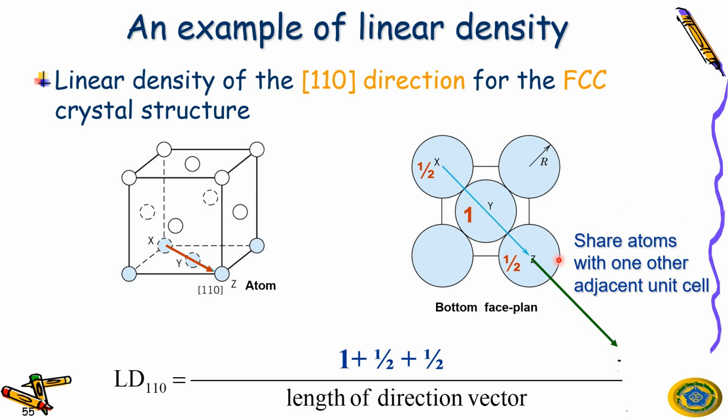Okay, and then you want to find out the length of the direction vector. 4r, right? Radius 1, 1, 1, 1, 1, 1. So 4 radius. Easy. So if I tell you the diameter of this atom, you can have a number here, right?